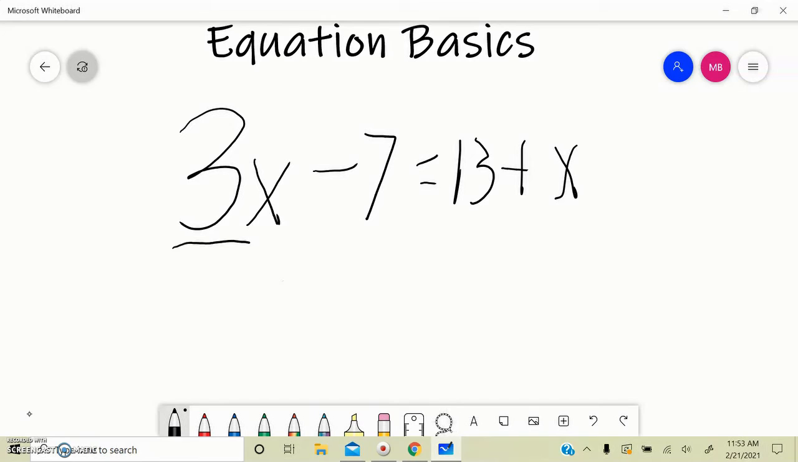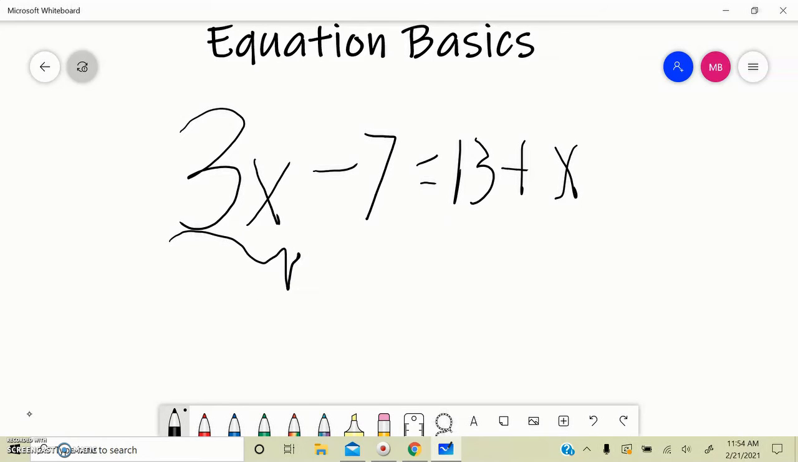When I look at each part of the equation, all these parts, 3x minus 7, 13 plus x, they're all individual parts as well, called terms. So each equation may have a different number of terms. This equation, for example, we see 3x is 1, minus 7 is 2, 13 is 3, plus x is 4. So there are 4 terms in this equation.